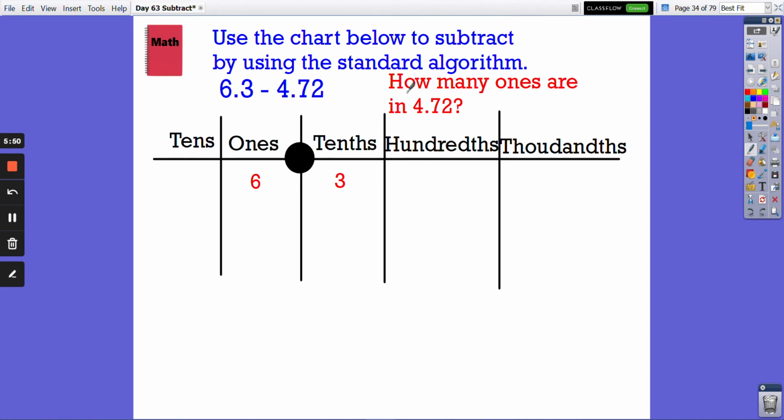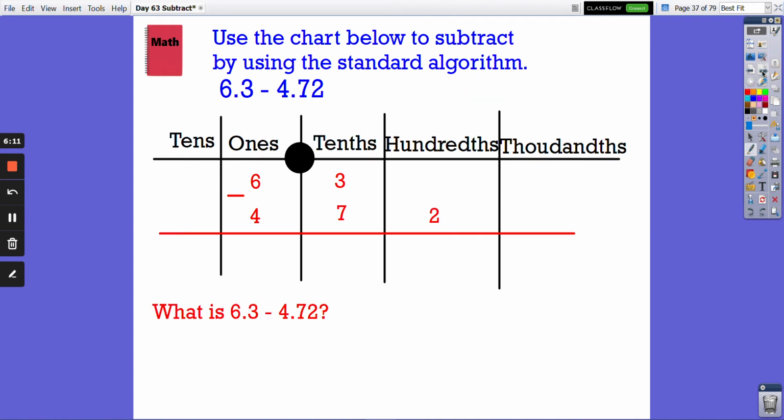How many ones are in 4 72 hundredths? Well, there are 4. Let's look at the ones place, which is right in front of the decimal point. How many tenths are in 4 72 hundredths? The tenths place is right behind the decimal point, so that would be 7. And how many hundredths? There's a 2 in the hundredths place, so let's put a 2 there.